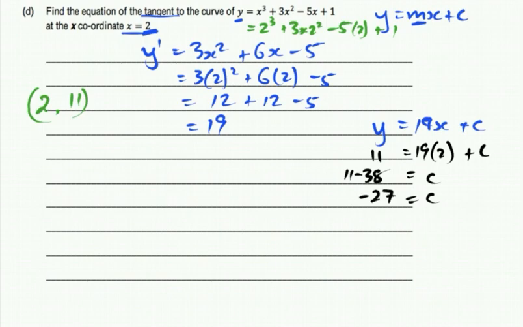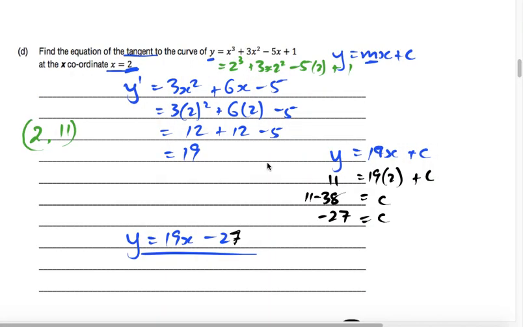Hope you can see that. It's a bit weak for this time of night. So we've got y equals 19x minus 27. Whoops, it should be negative 27.